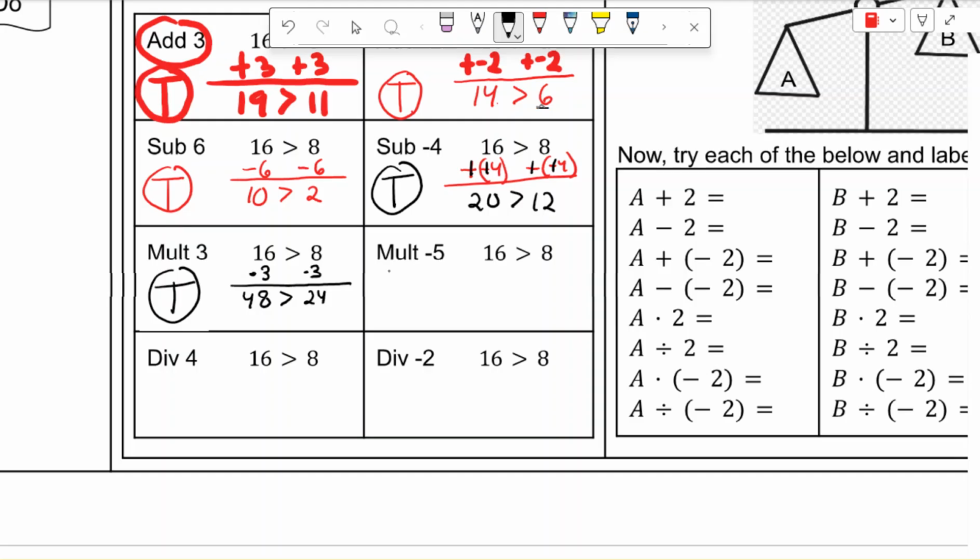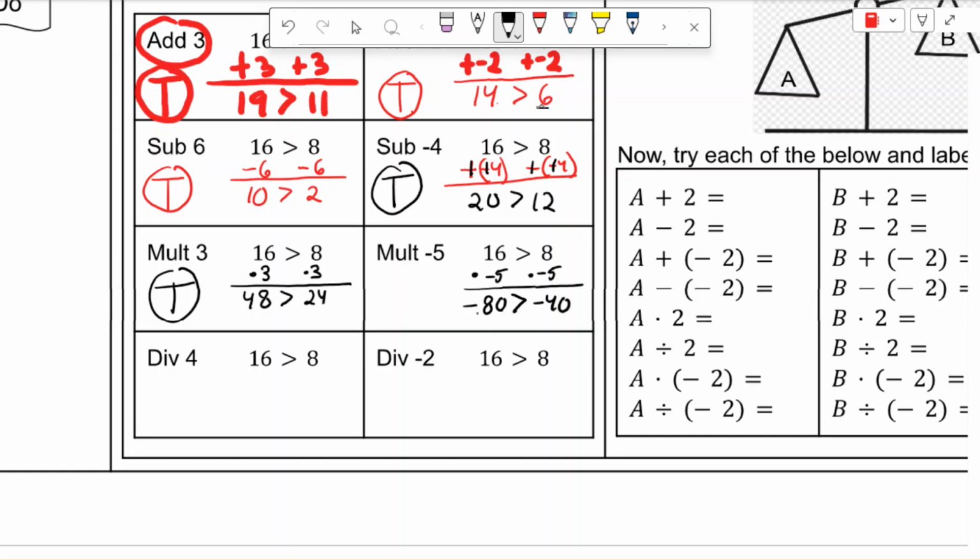It's working. Multiplying by negative 5 on both sides. We're going to multiply by a negative 5 and multiply by a negative 5. Now a positive times a negative gives you a negative answer, and 16 times 5 on your calculator is negative 80. 8 times negative 5 is going to give you a negative answer, and that's negative 40. We'll bring down the sign.